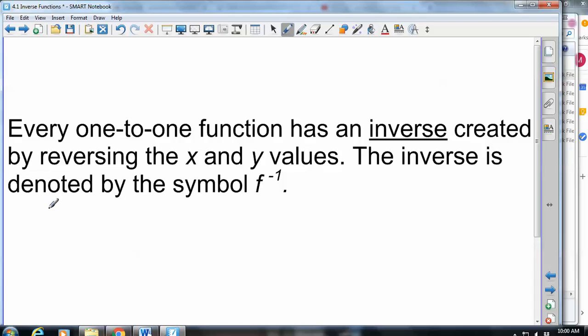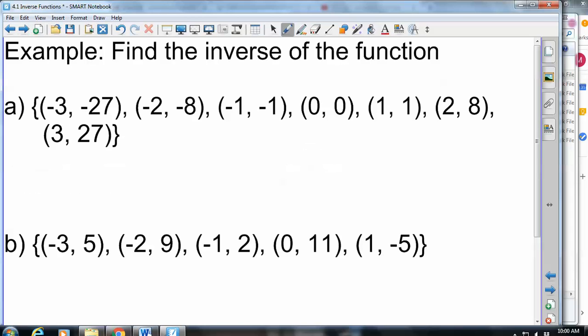The reason we care about 1 to 1 is for finding an inverse. So if a function is 1 to 1, then it has an inverse, which we can find by reversing the x and y values. When we do that, we get our inverse, and we'll call that f to the negative 1. That is our symbol for inverse. So an inverse is essentially just the opposite of something. x and y flip roles.